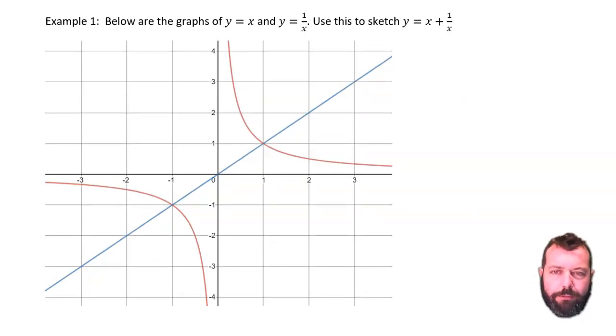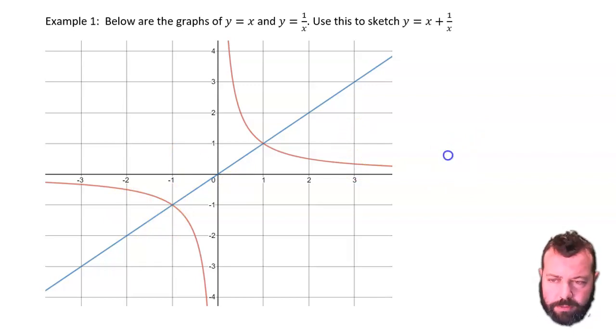Now, here we have two functions. I have a very simple y equals x, that's the blue line here, and I also have y equals 1 over x, a rectangular hyperbola, and again the simplest sort of form. I have both of those graphs drawn on the same axes, and again on the same axes I'm going to sketch the sum of those. So y equals x plus 1 over x. I want to add those two functions together.